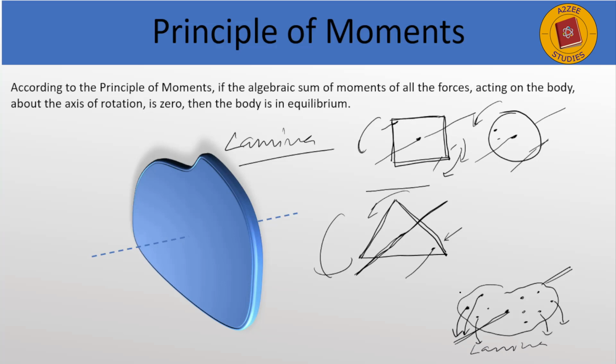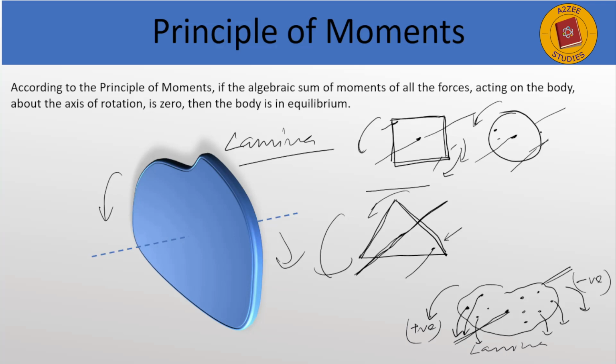Some of these particles are having positive, or anti-clockwise, turning moment, and some of these particles are having clockwise, negative turning moment. Now whenever the total sum of the positive moments is equal to the total sum of the negative moments, the body is at equilibrium. The body does not move either this way or this way.